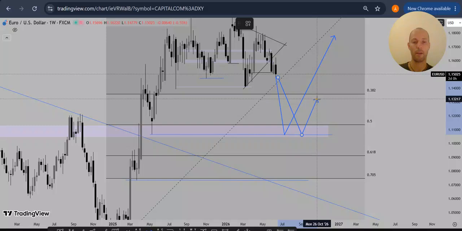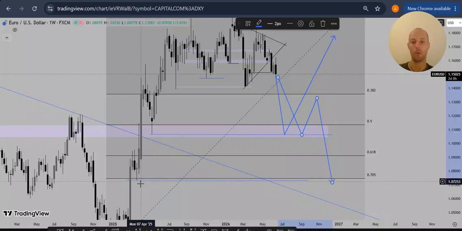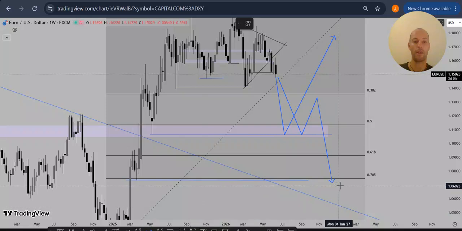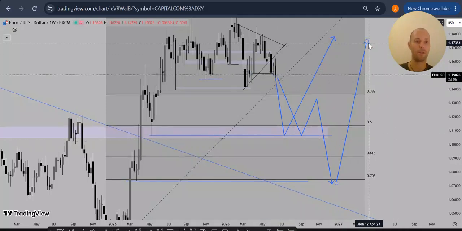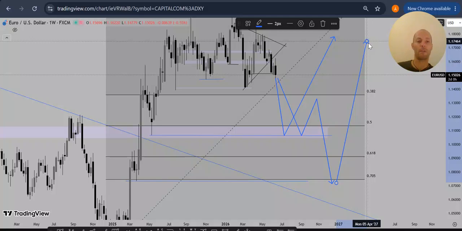And scenario two, the price is going to come here, make a pullback, and then make a deeper correction to take out this liquidity around here. And from there, it will be ready to go up. But that's going to take, I mean, months. But this is pretty much it.